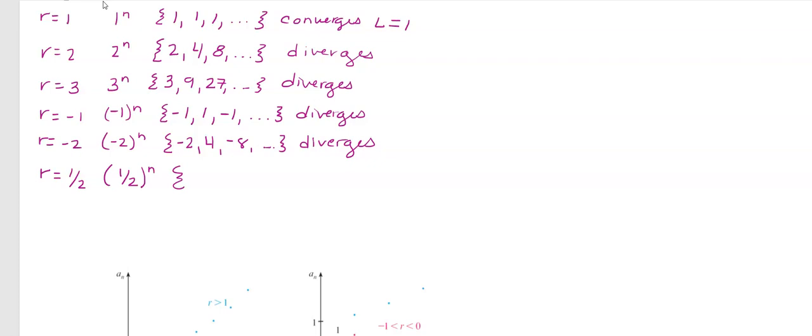Okay, well, 1/2 to the first power is just 1/2. 1/2 to the second power means 1/4. 1/2 to the third power is 1/8. 1/2 to the fourth power is 1/16. So this is actually becoming a smaller and smaller fraction. So this one actually converges, and it's converging to 0. Okay, so that one converges. That's interesting.